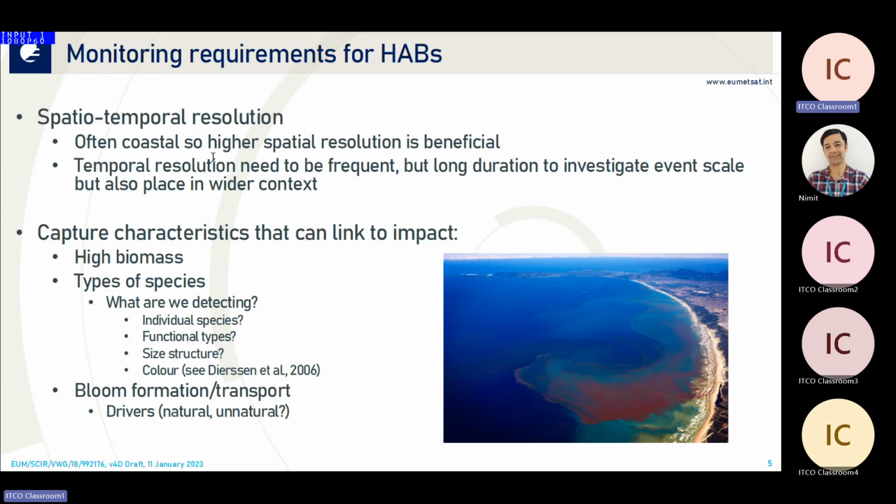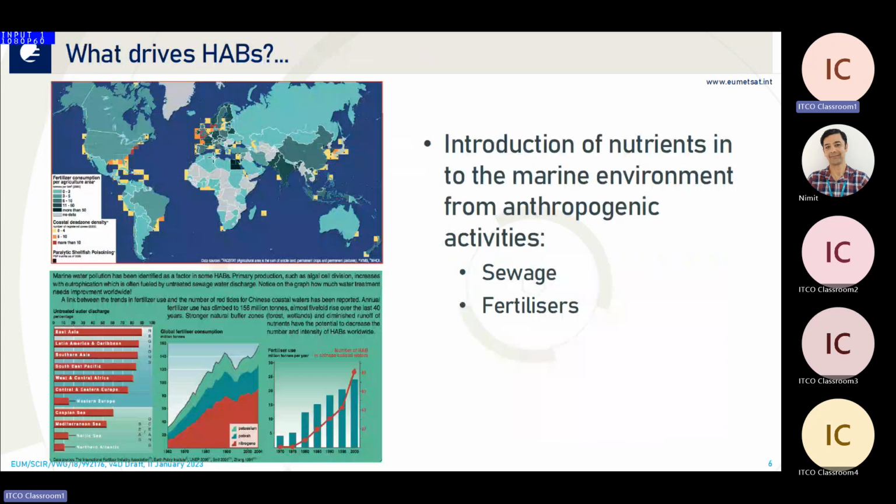Also, we need to understand why a HAB is happening. What is the driver of this HAB? If it's a natural cause or an anthropogenic cause, we need to be aware of these things. So I will start by mentioning the non-natural causes of HABs. We have an introduction of nutrients into the marine environment from activities that we do, anthropogenic activities.